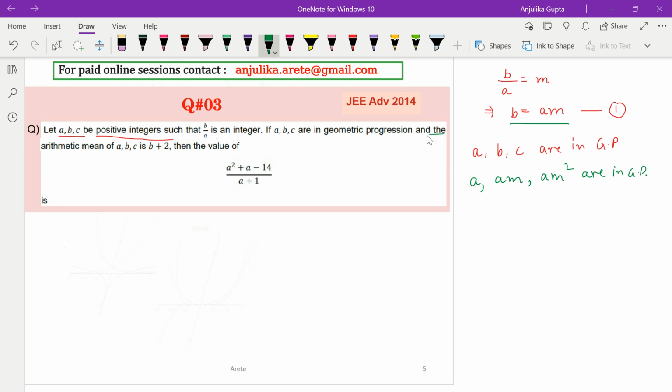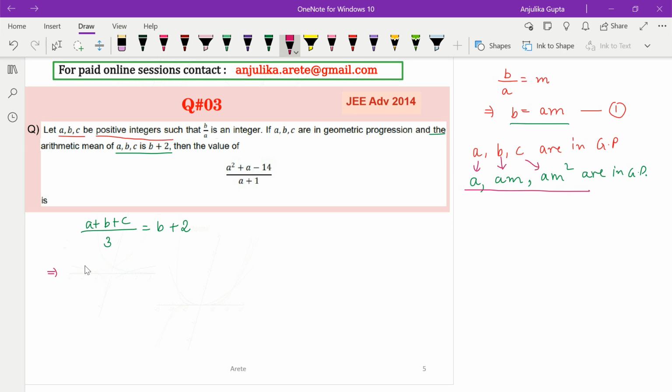Now let's read more. The arithmetic mean of A, B, C is B plus 2. What does that mean? Arithmetic mean of A, B, C means (A plus B plus C) by 3. That's the arithmetic mean, and that is equal to B plus 2. Now, what do you think we are going to do? Because we already know A, B, and C in terms of M, let's plug them in here.